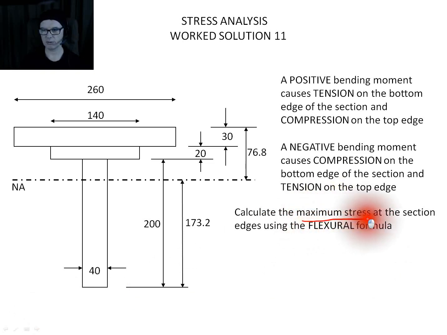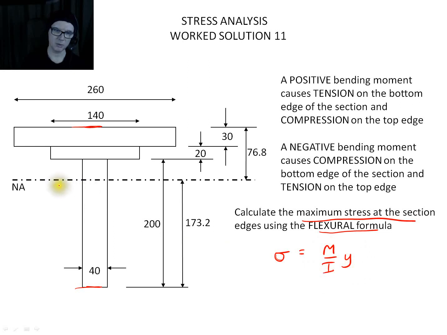Calculate the maximum stress at the section for the edges. So calculate what the stress is going to be there and there using the flexural formula. So let's recall what that is again. That's stress equals M over I times y, and y is the distance away from the neutral axis where we've got sagging for this case.